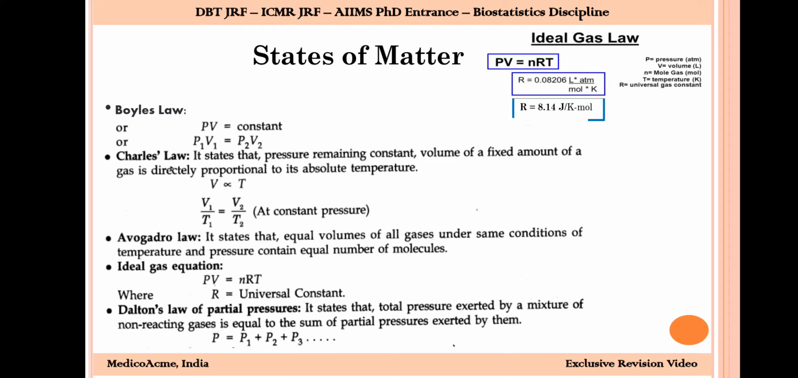Dalton's law of partial pressures states that the total pressure exerted by a mixture of non-reacting gases is equal to the sum of all the partial pressures exerted by them individually. So P equal to P1, the pressure exerted by molecule 1, plus molecule 2, plus molecule 3. This is very easy. Just remember the relationships: Charles' law, Boyle's law, Avogadro's law, and Dalton's law. These laws are important. Then comes the ideal gas equation.